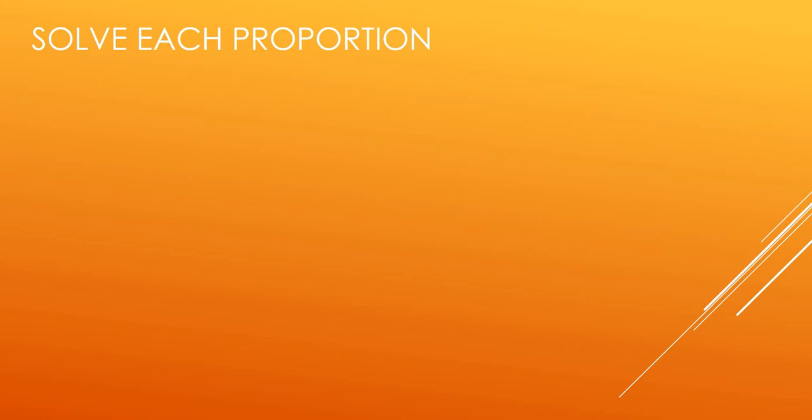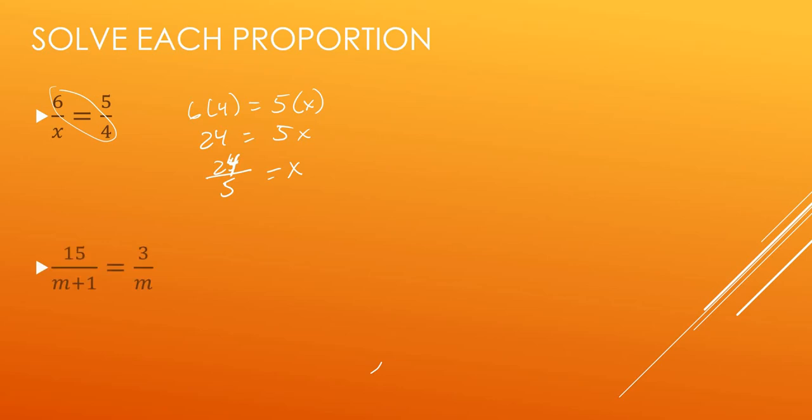And I know you've done this before. So, solving this proportion, the product of the extremes, 6 times 4, equals 5 times x. So 24 equals 5x. Divide by 5, and we get 24/5. And we can't simplify that, so we can simply leave it as is. Let's try another one.